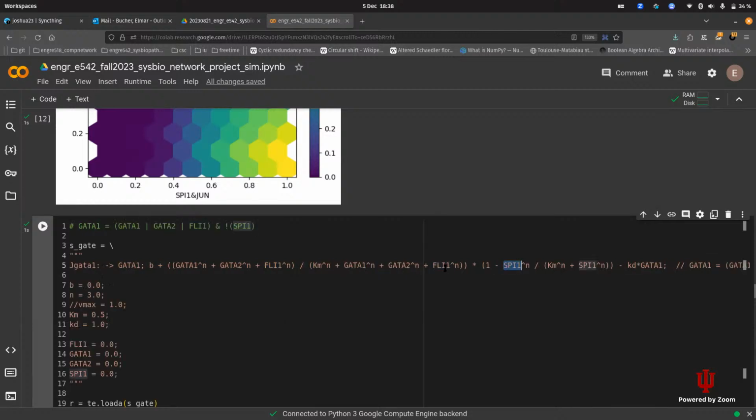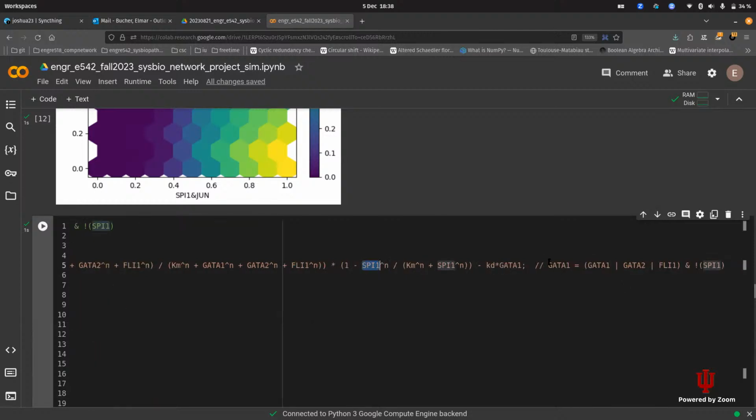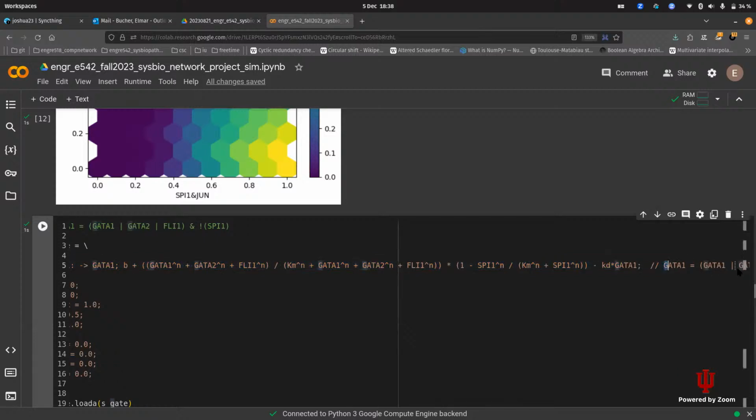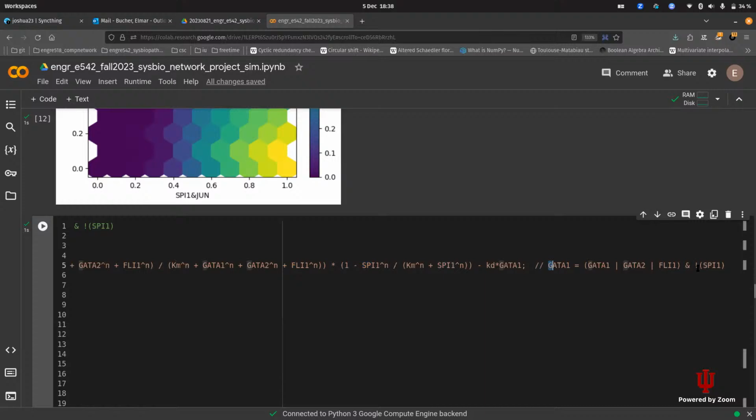And we have the decay. So this is the Boolean way, or the programming way, of writing it. That's, you see there. Yeah.